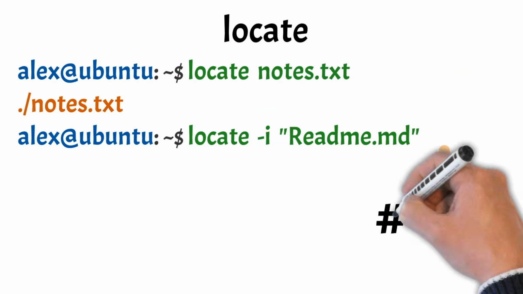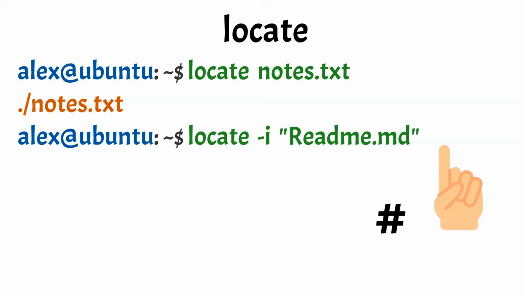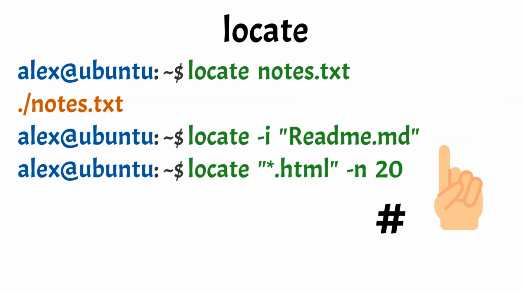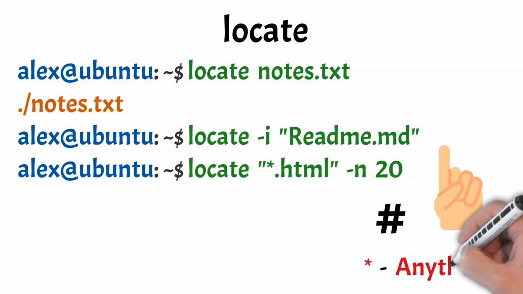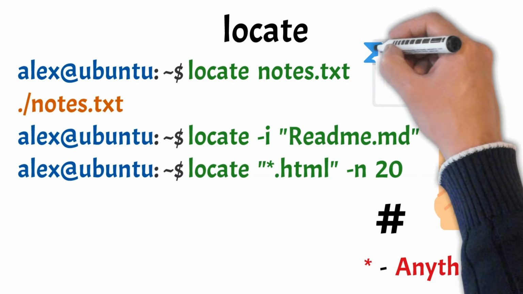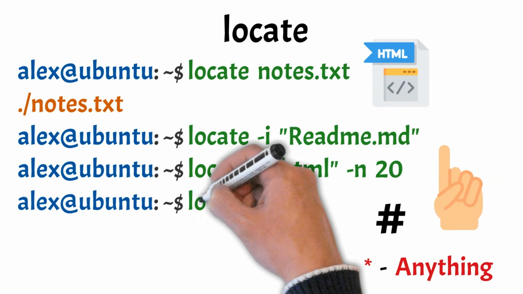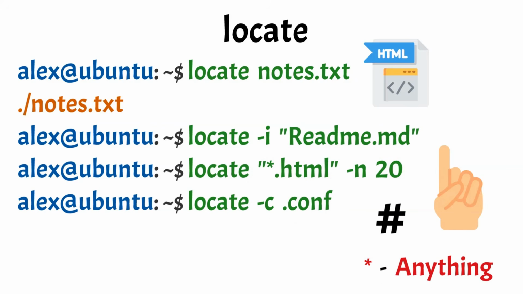You can also limit how many results you want to see using the -n option. For example, locate "*.html" -n 20 shows just the first 20 matches. In that command, the asterisk is a wildcard and it matches anything. So *.html means find all files that end with .html. And if you only want the number of matches, the -c flag counts results, like in locate -c .conf.